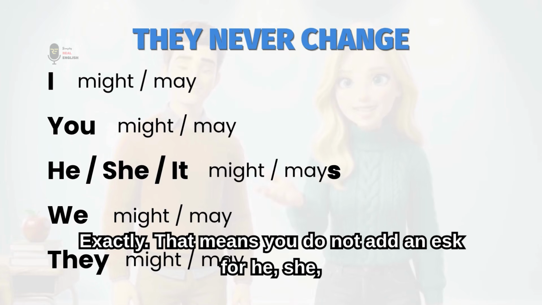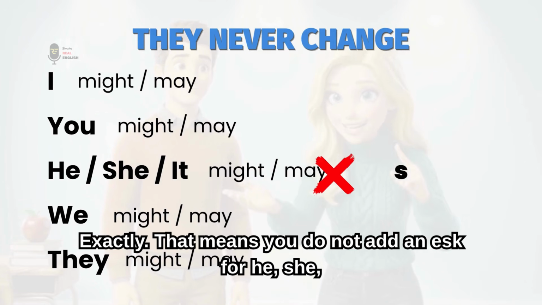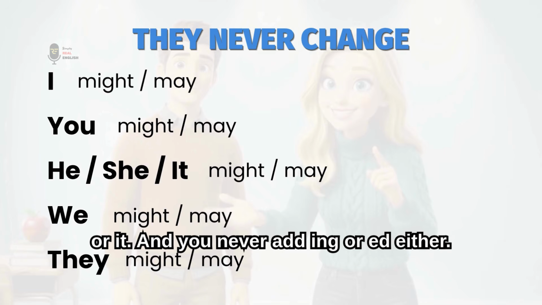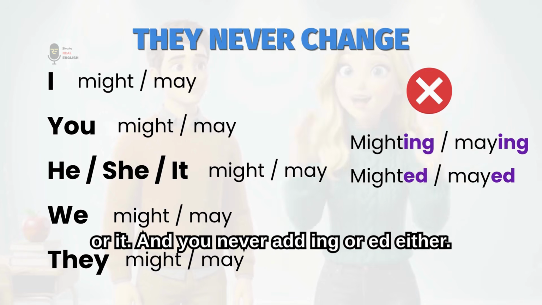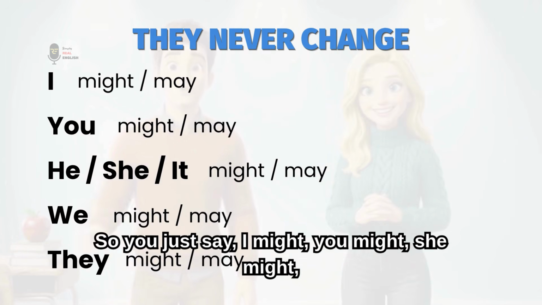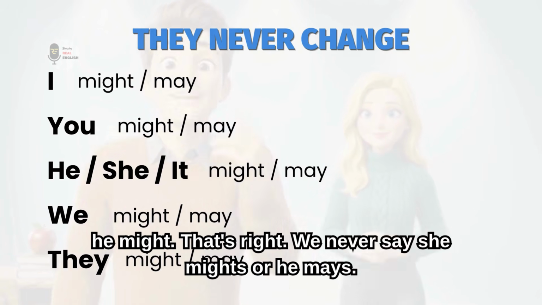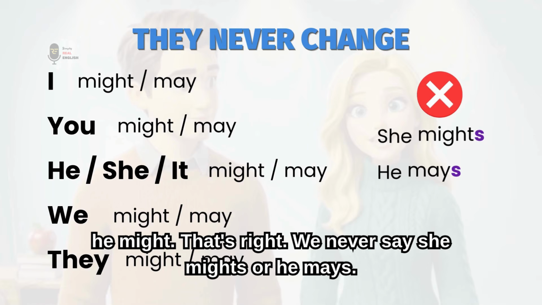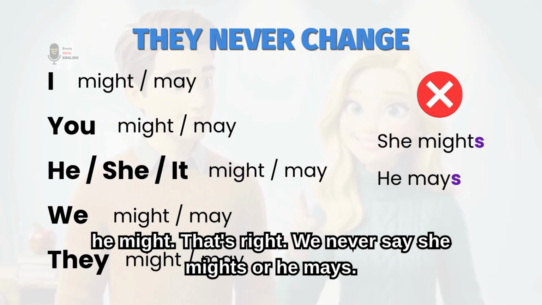Exactly. That means you do not add an s for he, she, or it. And you never add ing or ed either. So you just say, I might, you might, she might, he might. That's right. We never say she mights or he mays.